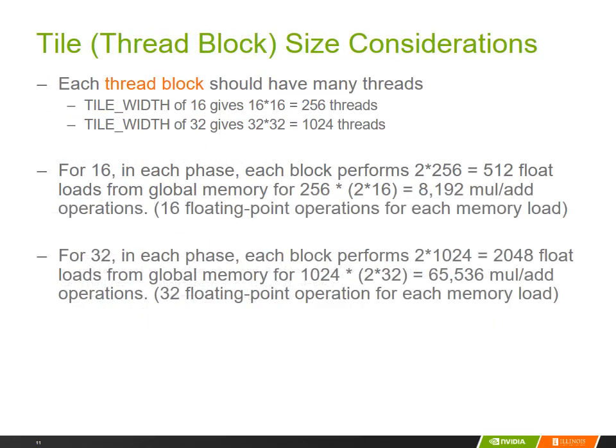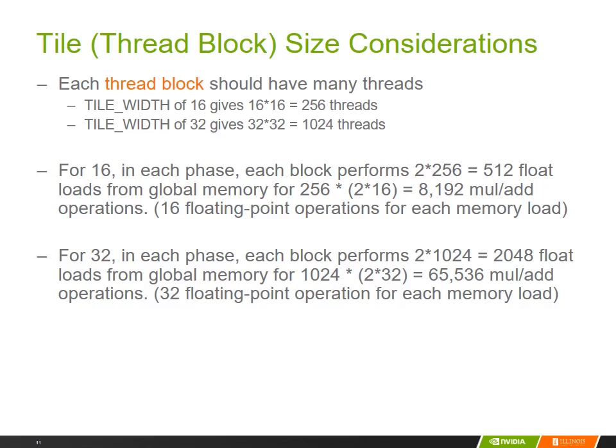Now that we have seen a tiled matrix multiplication kernel, we can do a little bit of analysis on how we should set the tile size and therefore the thread block size for this kernel. We see that each thread block should have many threads. If we use a tile width of 16, we have 16 times 16, which is 256 threads in each thread block. If we use a tile width of 32, we have 1,024 threads in a thread block.